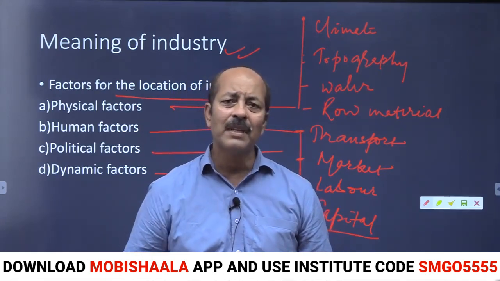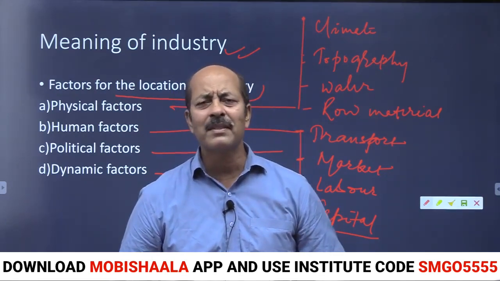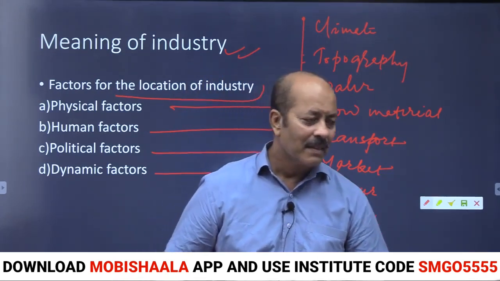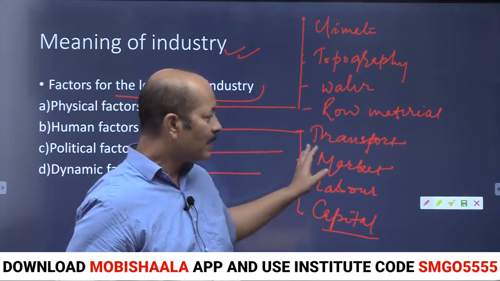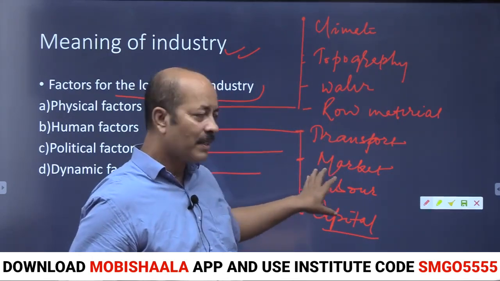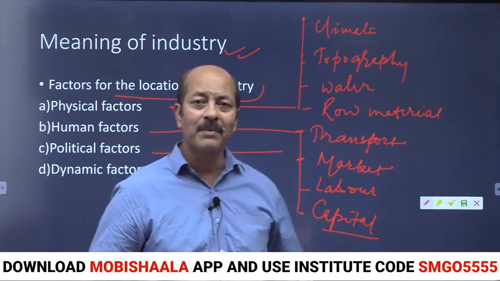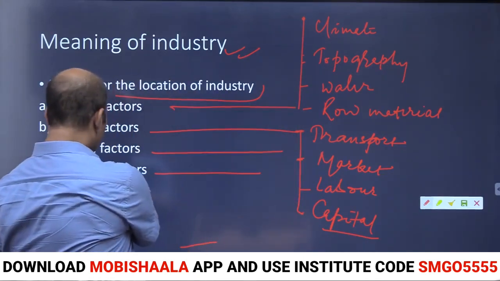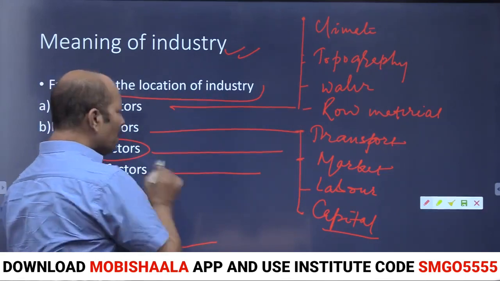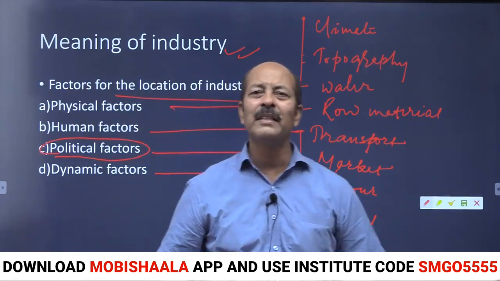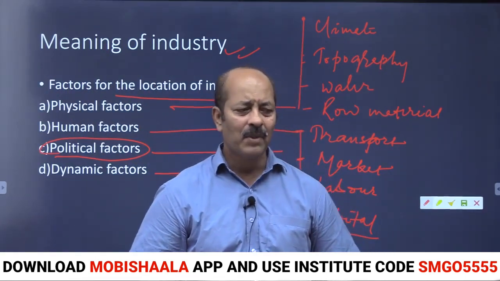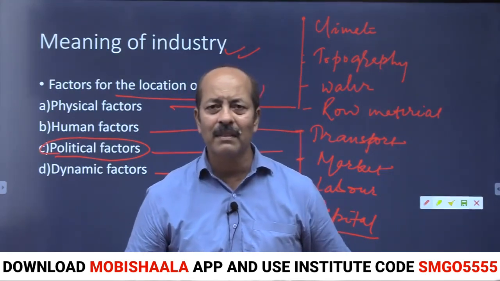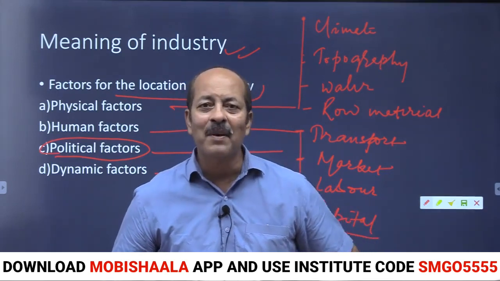So these factors we have done in NCERT also, the very basics of location theory. You may have written about the use of transport, market, labor, and capital for the location of industry. Now we are coming to the political aspect. Some of the industries are also located due to political aspect. I am talking about the area of northern Siberia. Take the example of northern Siberia.